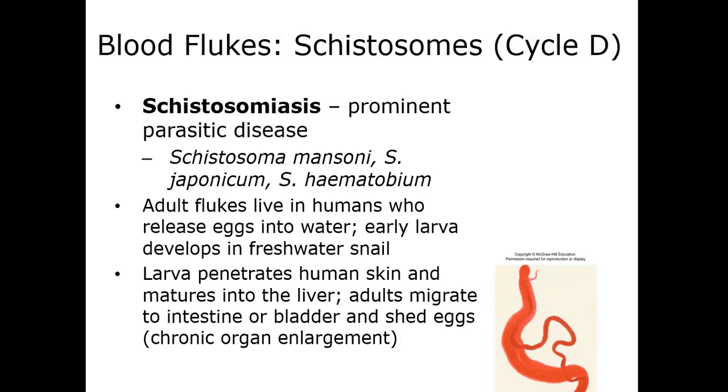Once the larvae infect through the skin, they penetrate and move to the liver, and the adults actually migrate to the intestine or bladder where they shed their eggs, resulting in an enlargement of the organs. These worms are also known to penetrate your hair follicles, and they can actually pass in the bloodstream to the liver as well.